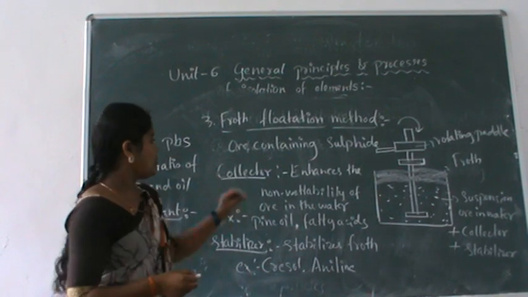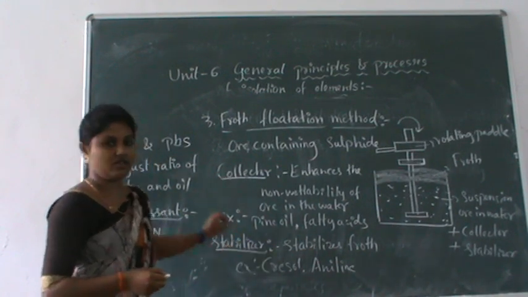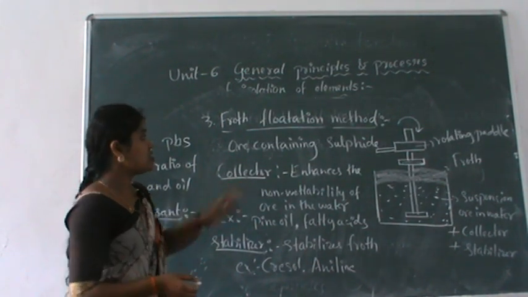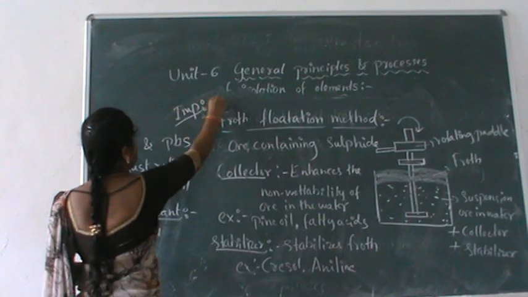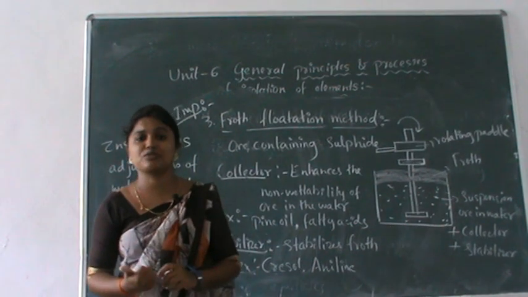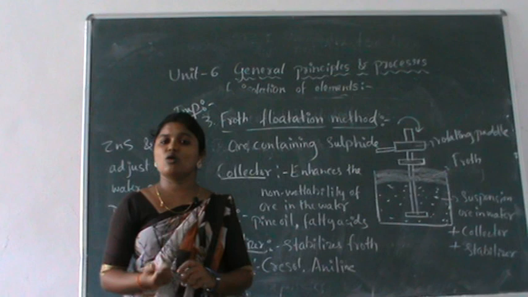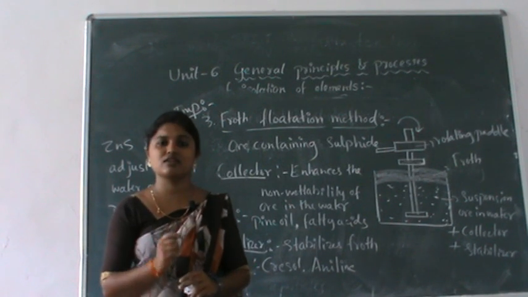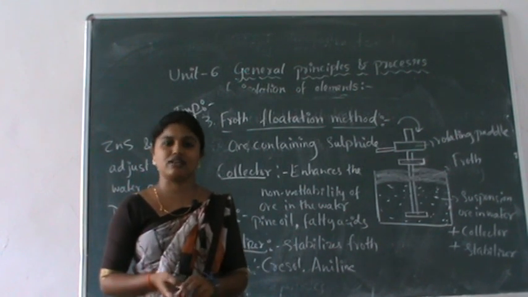ಆಯ್ತಾ? So we are adding so many things here: collector, stabilizer, depressant ಎಲ್ಲವನ್ನು ಕೂಡ ಆಡ್ ಮಾಡ್ತೇವೆ. This method is very important for the examination point. Okay, one marks ಏನಾದ್ರು ಕೇಳಬಹುದು ಇದರಲ್ಲಿ. What is froth flotation process ಅಂತ ಕೇಳಬಹುದು, what is collector ಅಂತ ಕೇಳಬಹುದು, what is the role of collector, give example, what is the role of stabilizer, give example, what is the role of depressant, give example.